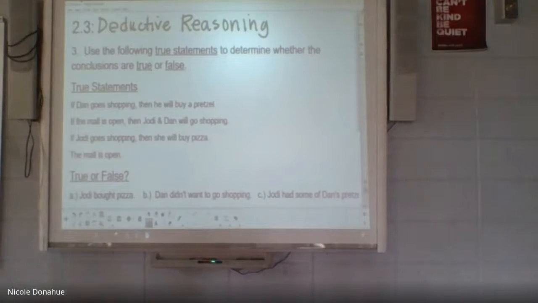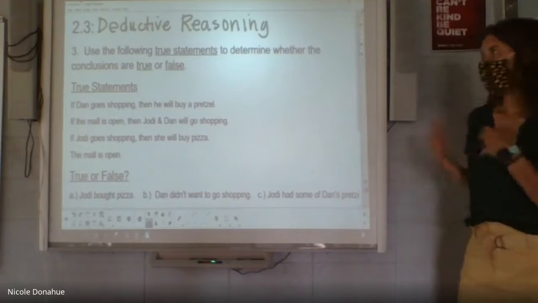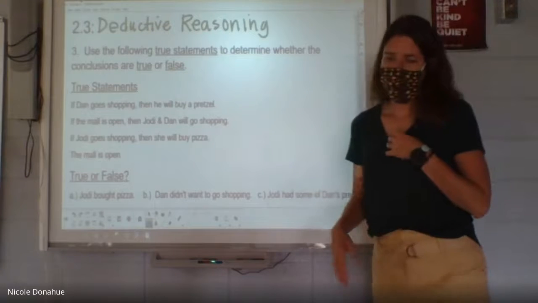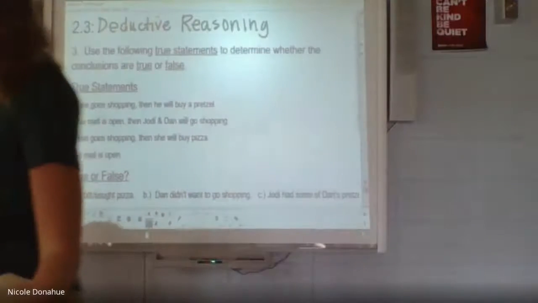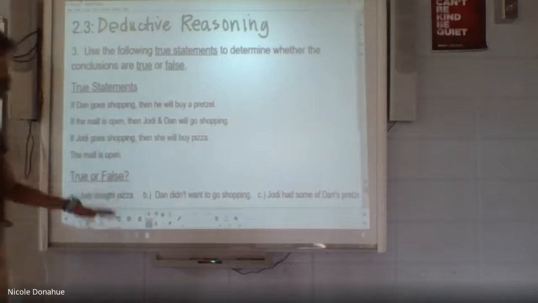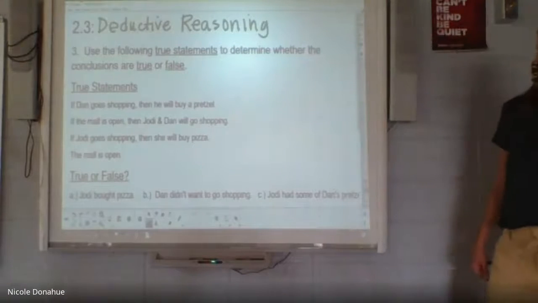Now again, we're using deductive reasoning, so we don't want to say, well, I know Dan, and I don't think Dan likes to shop. We're not trying to use just thoughts or patterns that we think we know. We're trying to use deductive reasoning. So take a minute to look at that. Try to decide if A, B, and C are true or false. Did Jody buy pizza? Dan didn't want to go shopping, or Jody had some of Dan's pretzel?